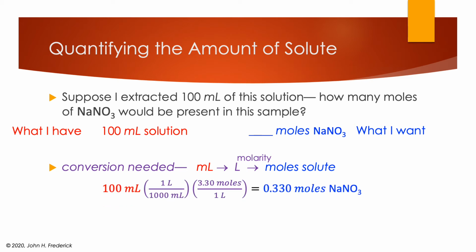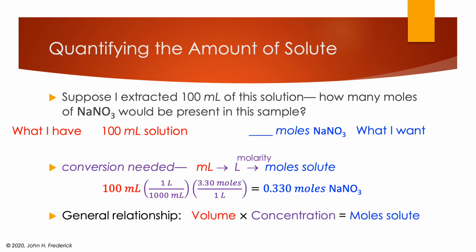So this is the way the calculation would look. I have 100 mL of the solution. I'm going to convert that to liters, so I divide by 1,000 mL, multiply by a liter. And then I multiply by the concentration. Remember that molarity effectively is moles per liter. So if I multiply by 3.3 moles in every liter of that solution, and then I multiply it by the amount that I actually have, I would find that there are 0.33 moles of sodium nitrate in that amount. So it's very simple. I just multiply the volume times the molarity to get the number of moles present.